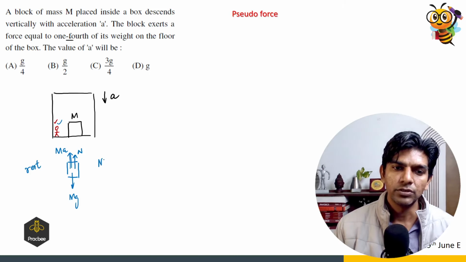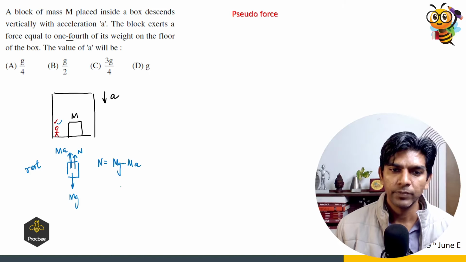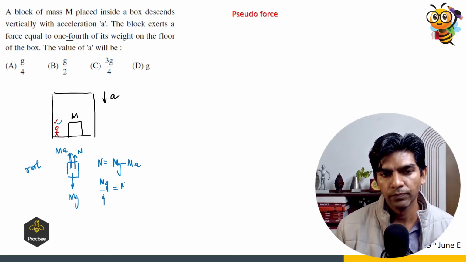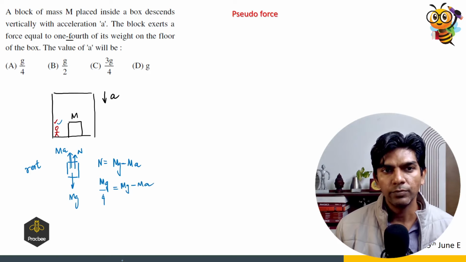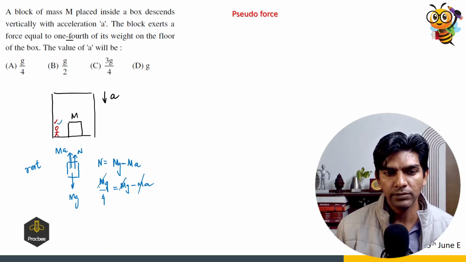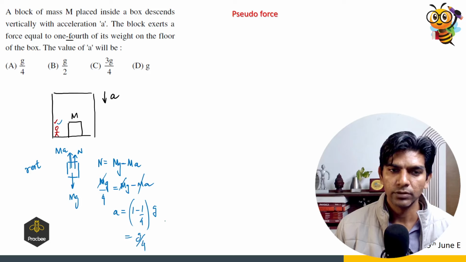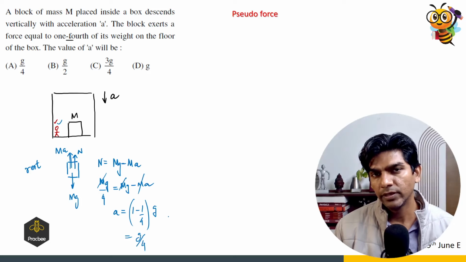So normal reaction comes out to be mg minus ma, and this n is given as mg by 4 in the question. And we have to find the acceleration of the box. So m will get cancelled out. So a will be 1 minus 1 by 4 times g, which will be g by 4. Now, the same question can be solved in a ground frame.